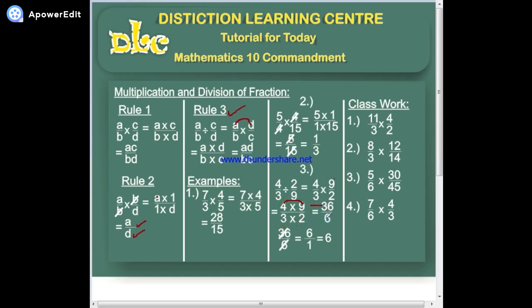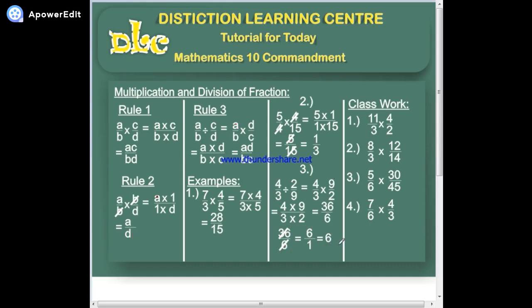So that means we have 36 over 6. Now since this 36 over 6 can divide each other, we can easily say 6 here 1 and 6 in 36, that is 6. So we now have 6 over 1 left. And 6 over 1 is 6. So that is everything about the example section.